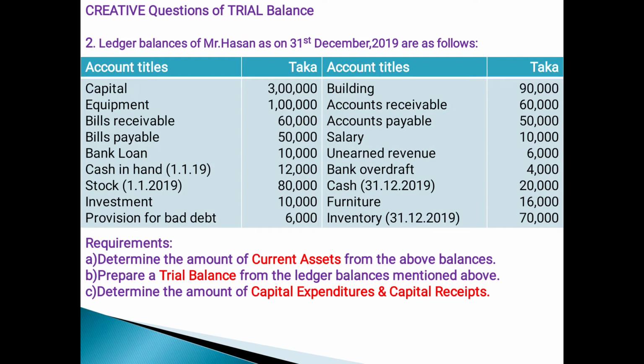All assets are debit, so billing is debited in trial balance. Accounts receivable, any kind of receivable, is indicated as a current asset. So accounts receivable is debited in this trial balance for taka 60,000. Accounts payable, you know, all payable amounts are liabilities. So accounts payable is credited in this trial balance for taka 50,000.